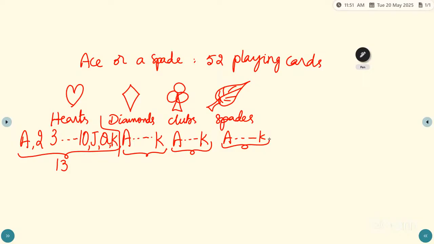So if it comes, then we will discuss. Here in this problem, what is the probability of getting?